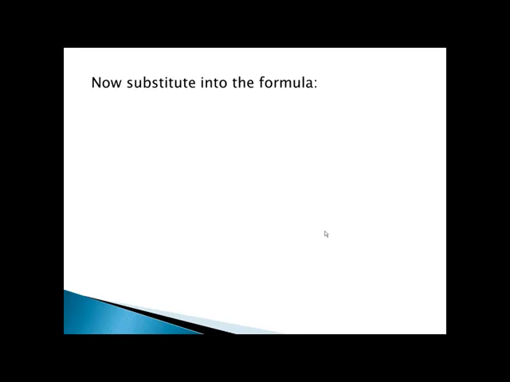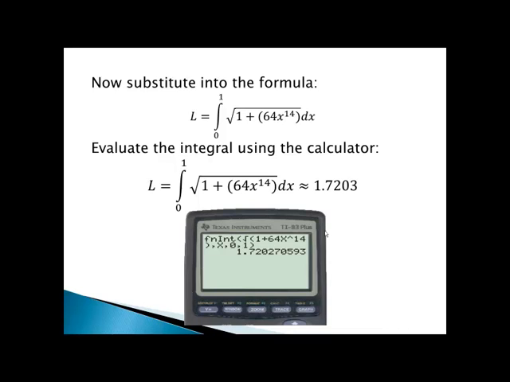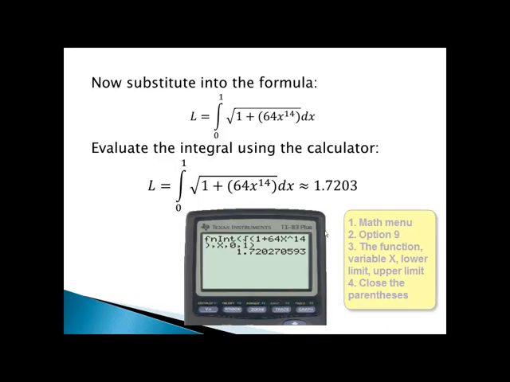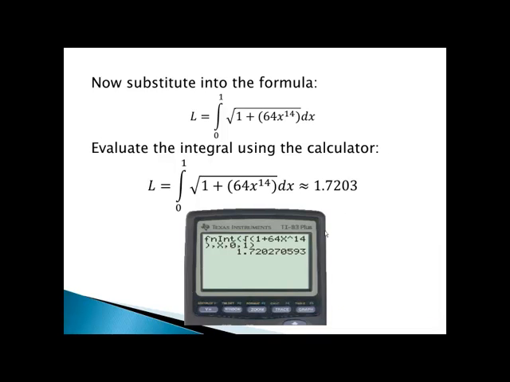Plugging this value into the formula, I get that the length is the integral from 0 to 1 of the square root of 1 plus the derivative squared, and we found that the derivative squared was 64x to the 14th. Now I can evaluate this integral using the calculator. I'll access the Math menu, select option 9, then input the function, the variable of integration, the lower limit, and the upper limit of integration, and find that the length of the curve is approximately 1.7203.